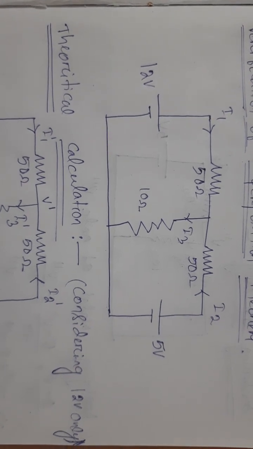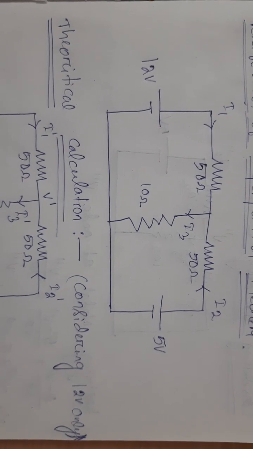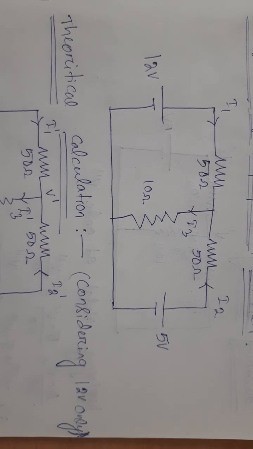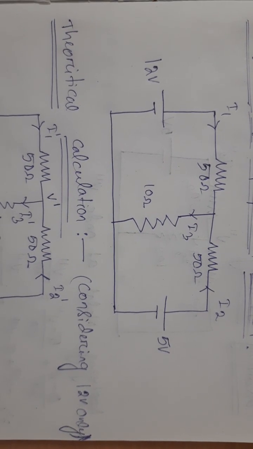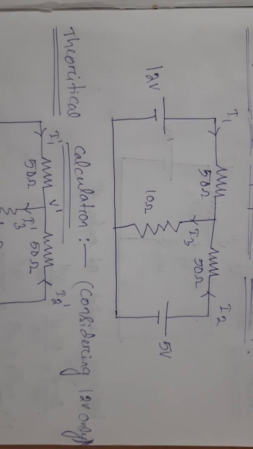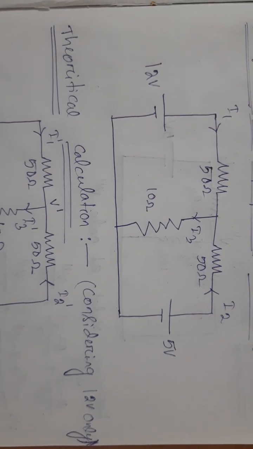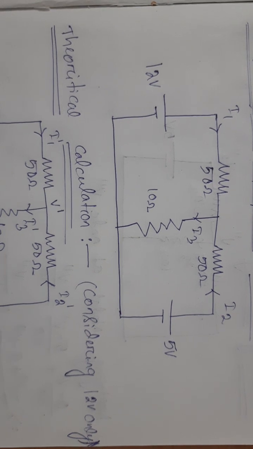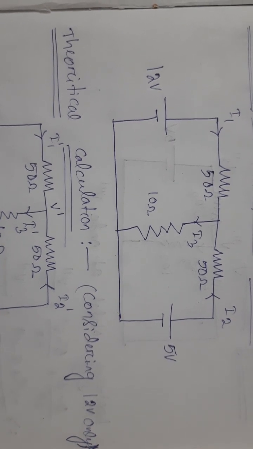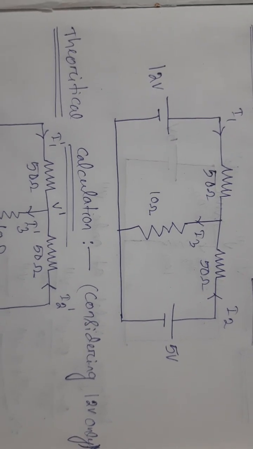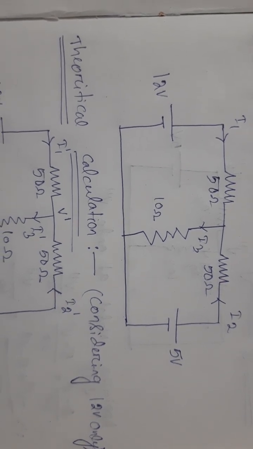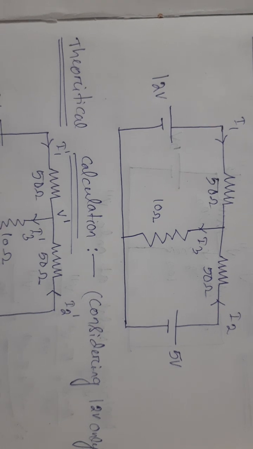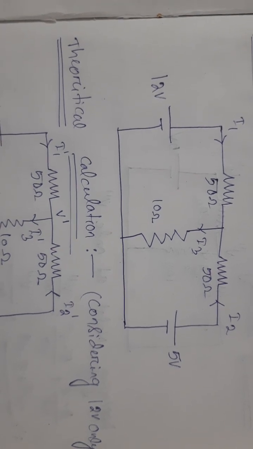Let us consider here, if we are considering one voltage source, then the other voltage source will be turned off, and as the internal resistance of the voltage source is 0, voltage sources will be short circuited. Other current sources will be turned off, and as the internal resistance of the current source is infinity, the current sources will be open circuited.